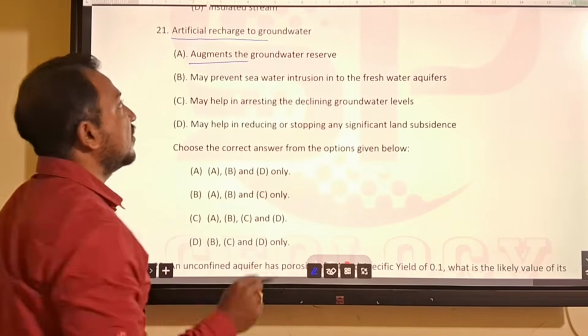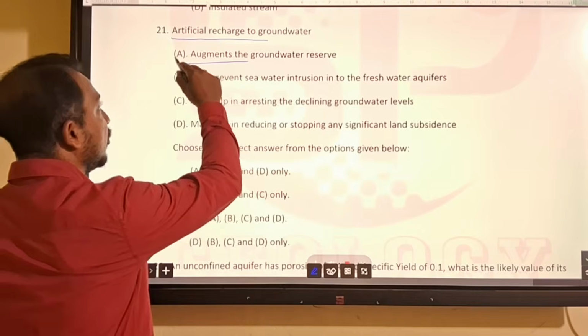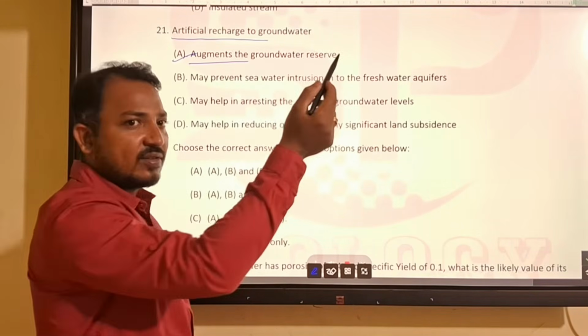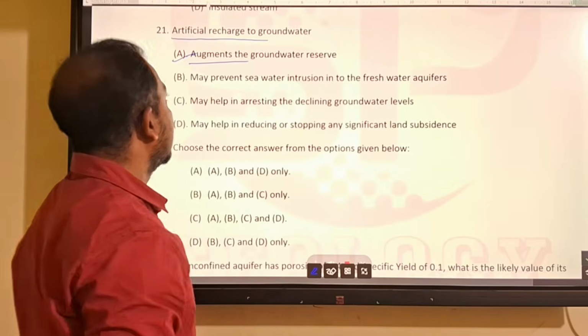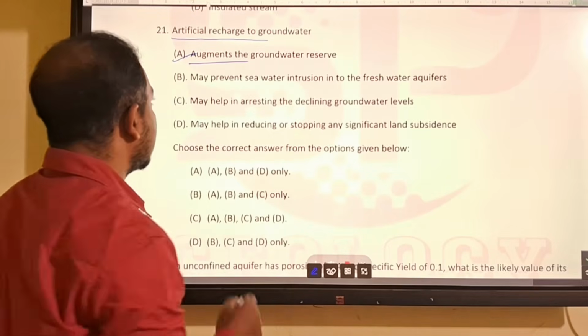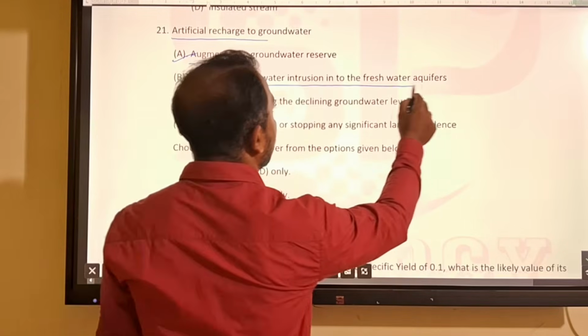So if you do artificial recharge to the groundwater, then the volume of the groundwater will increase. Augment means there is an increase in the size of the groundwater. So if we do artificial recharge, that may prevent seawater intrusion into the fresh water.